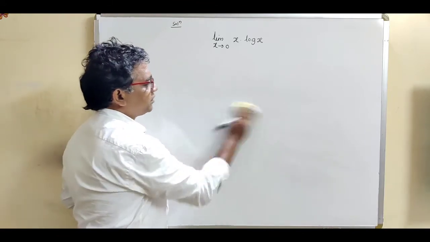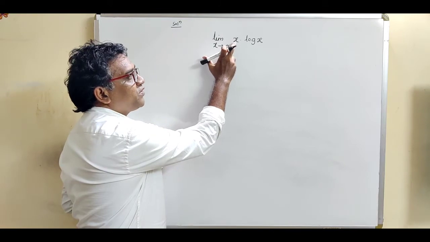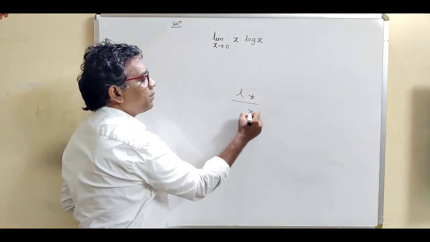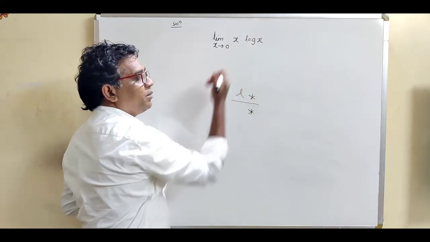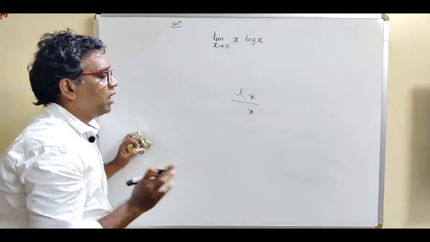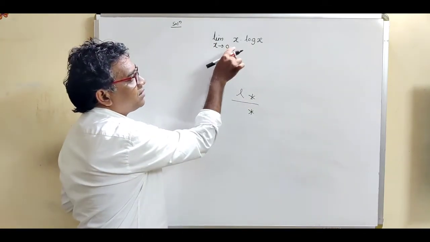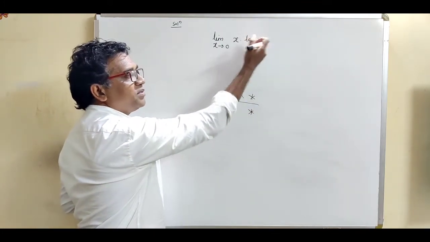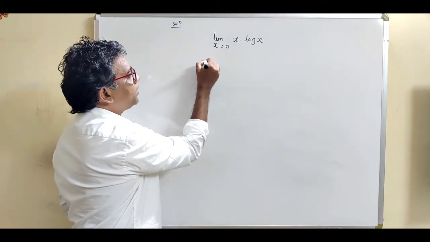So see what the method is. How to convert a product in terms of division? Either transform the first term in the denominator so as to get some numerator divided by denominator, or we can transform the second term in the denominator. So let us transform this first term in the denominator.